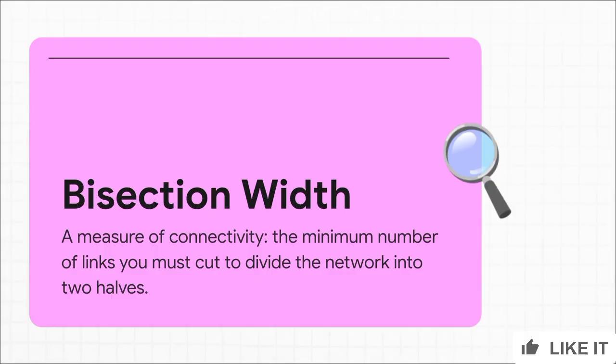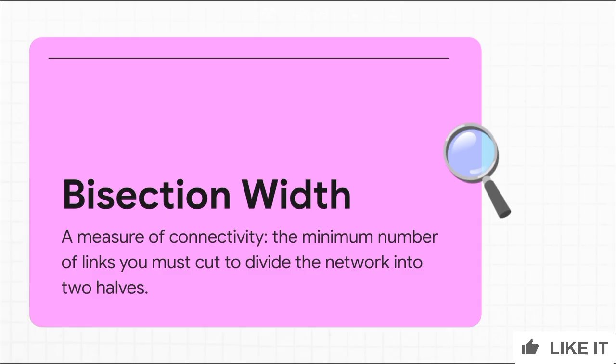So how do you actually measure how good a network is at handling all that traffic? Engineers have a really clever way of thinking about this called bisection width. Just imagine taking a giant knife and cutting your entire network of processors right down the middle into two equal halves.